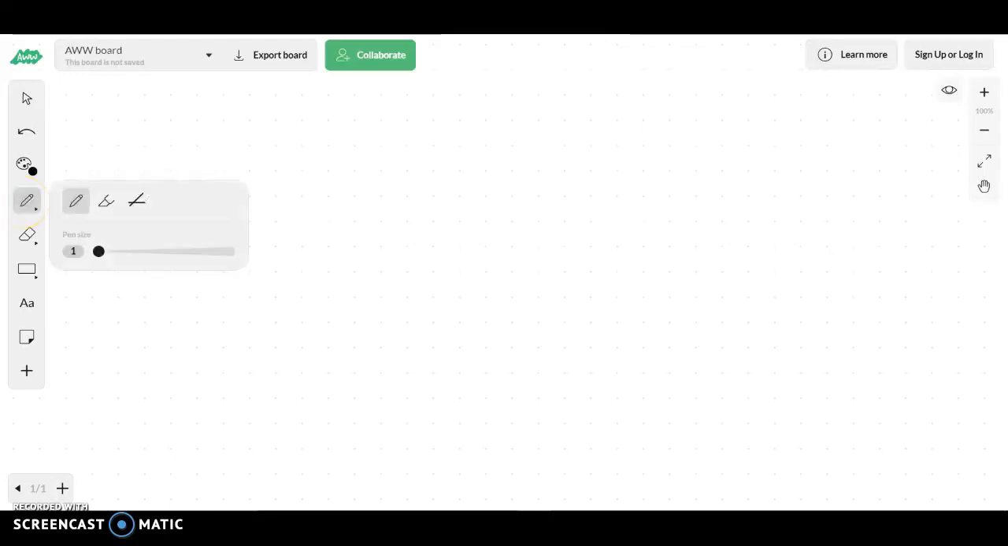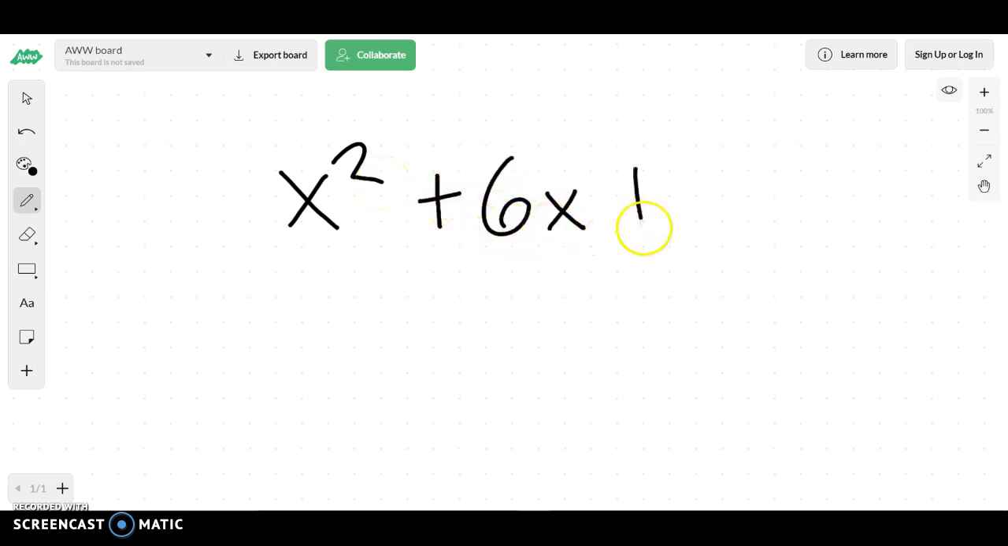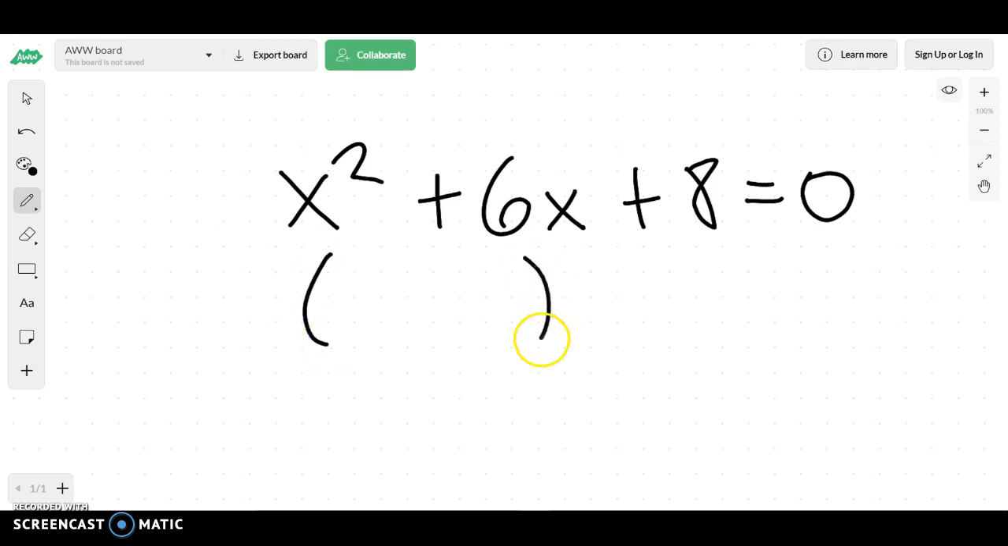Okay, so today we're going to talk about how we solve things by factoring. And you've done a lot of examples like this in the past, but we're going to just go through a couple. So let's say that I have x squared plus 6x plus 8 equals 0. And so if we were going to solve this by factoring, we want to think of two binomials that will multiply together to give us this trinomial.